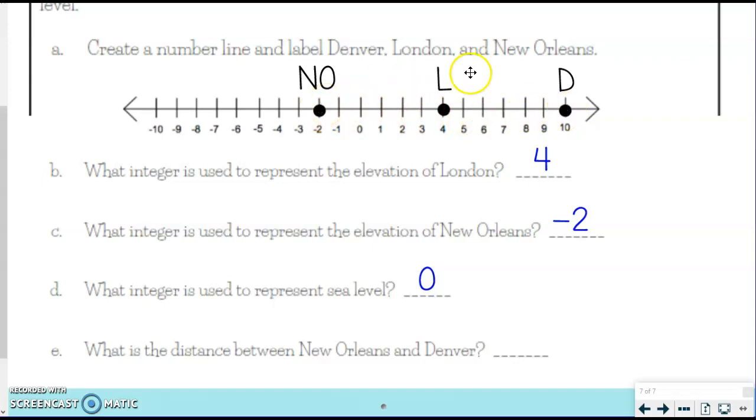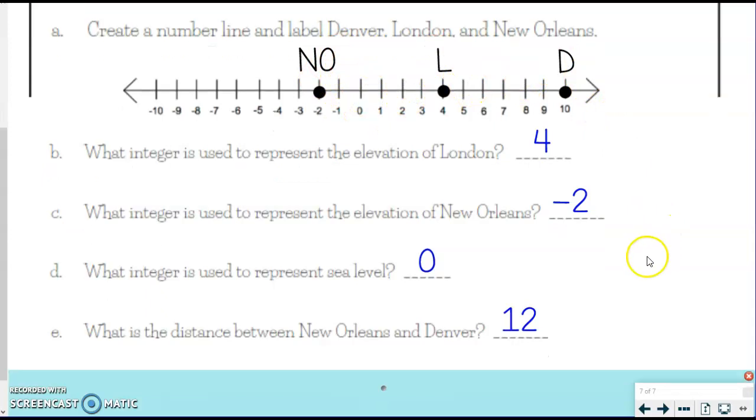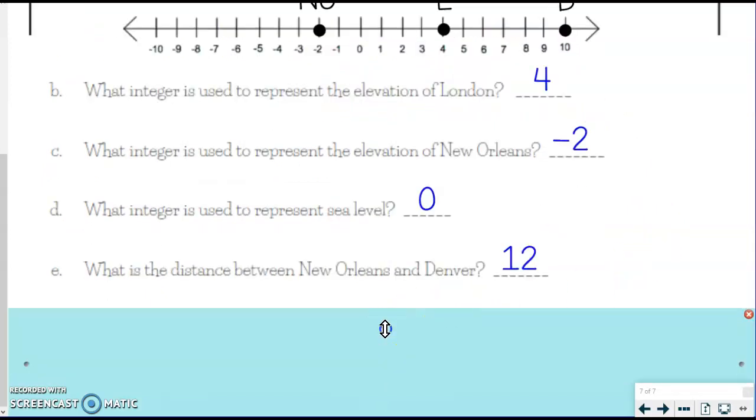So between New Orleans and Denver, I have to take that distance, the absolute value of New Orleans' number, which would be 2, and then the absolute value of Denver's number, which would be 10, add them together to get 12. I can also count it out, right? I can count on the tick marks and count that I get 12.